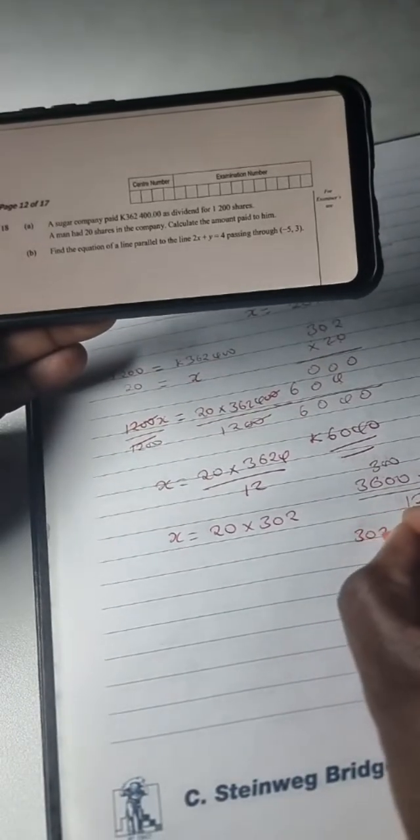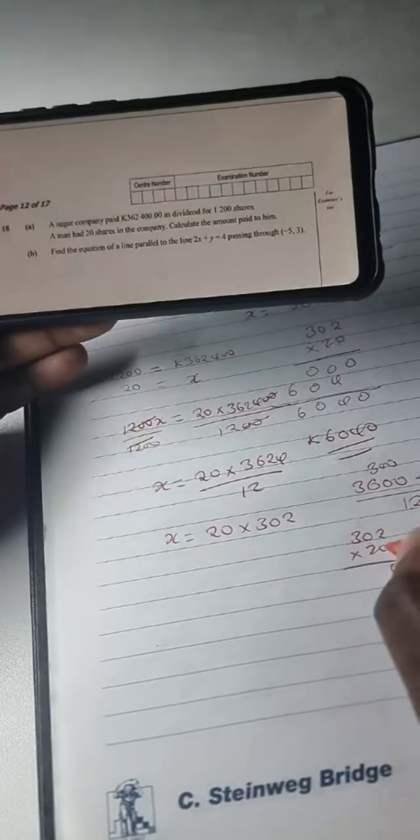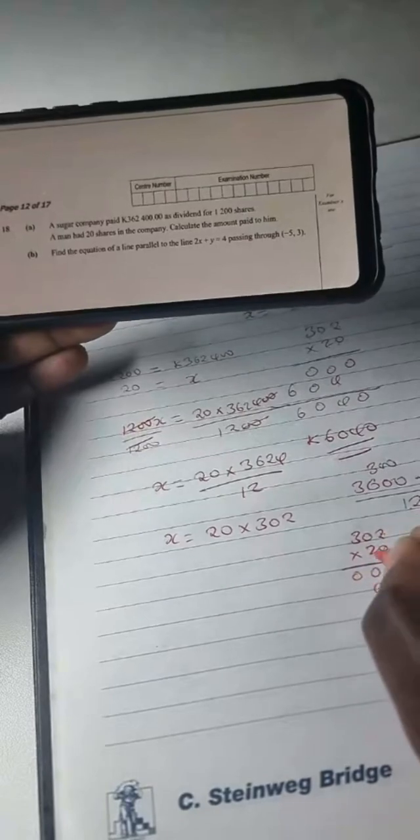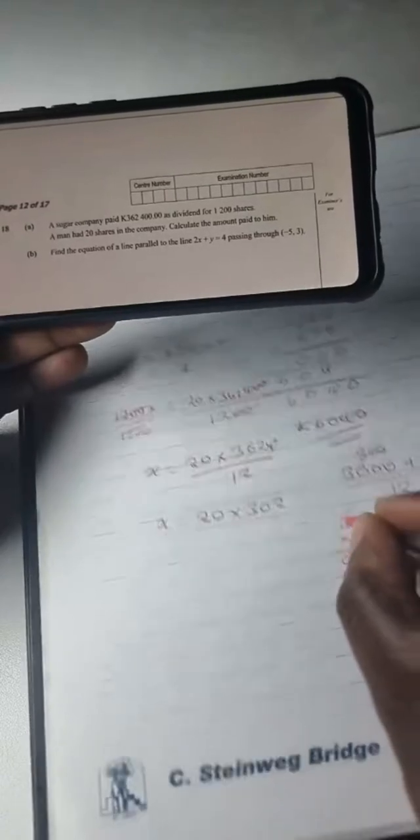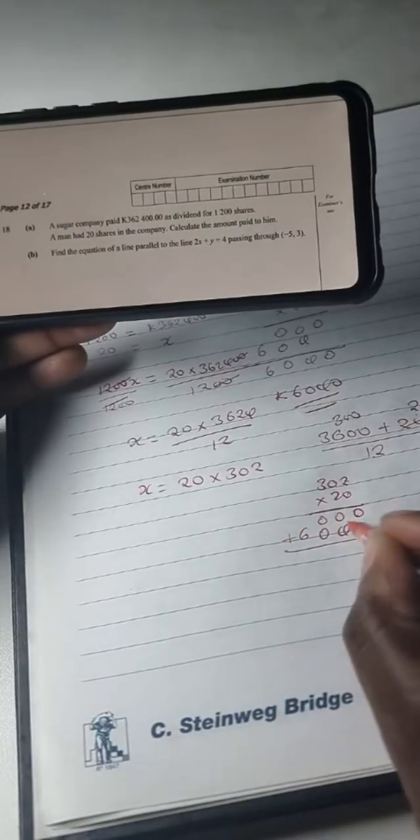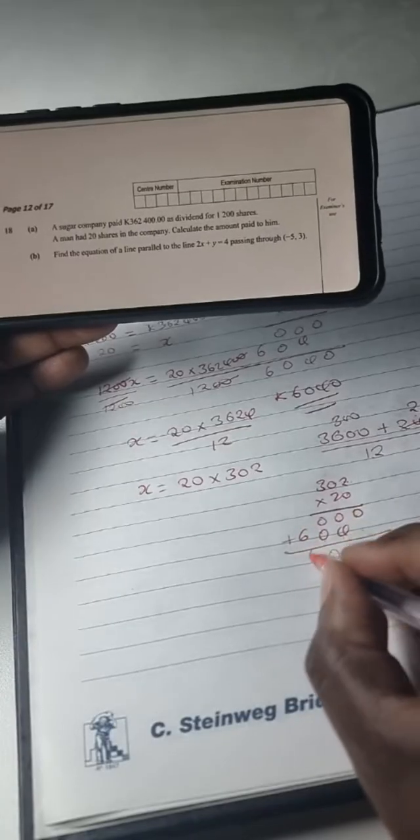So 302 times 20, we say 0 times 2 is 0. 0 times 0 is 0. 0 times 3 is 0. 2 times 2 is 4. 2 times 0, 0. 2 times 3 is 6. 0, 0, 0. 0 plus 4, 4. 0, 0, 0. 0 plus 6, 6.